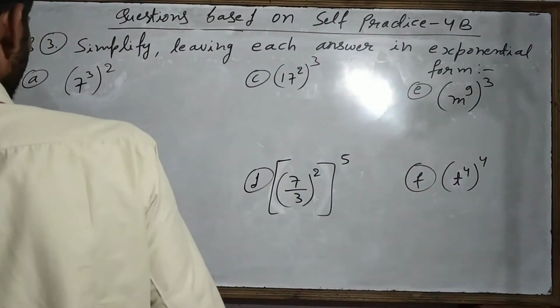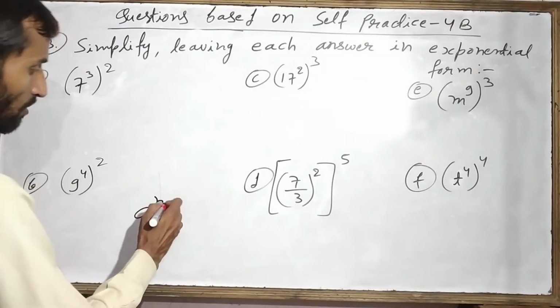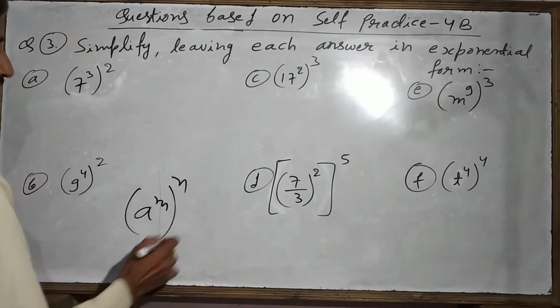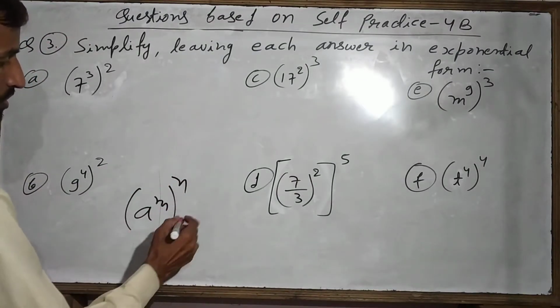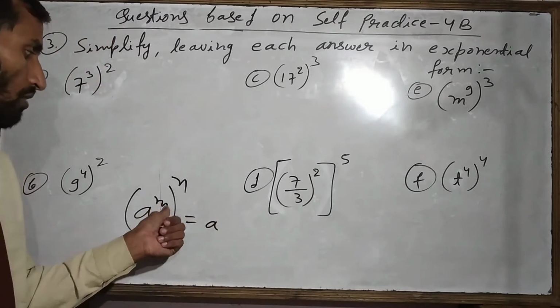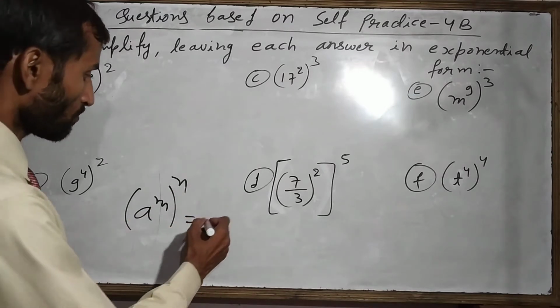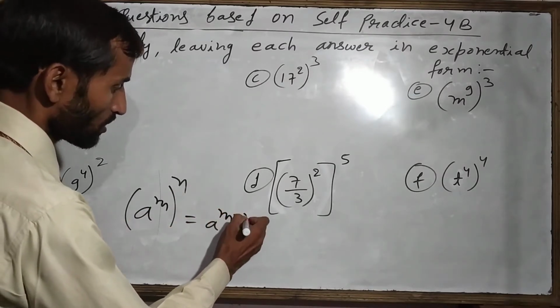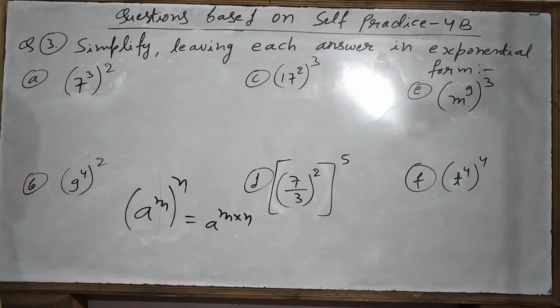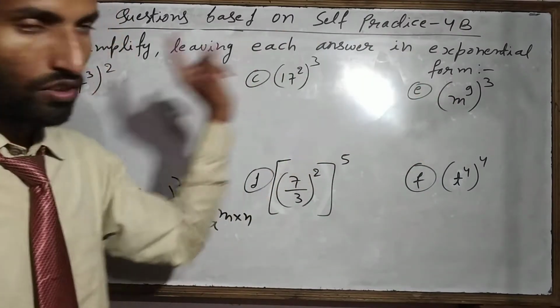So what will we do in this type of question? Just see here: a power m and whole power n. In this type of formula, we will multiply both the powers. We will remove this small bracket, then we will multiply both the powers, means m into n will come: a power m into n, like this. Same formula we will use in these whole parts.